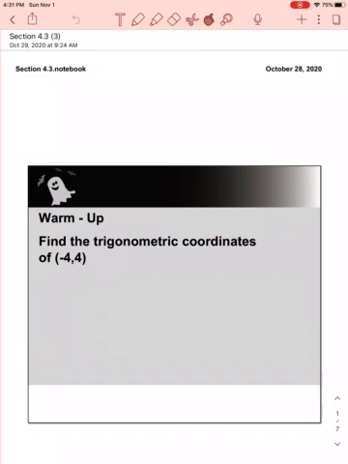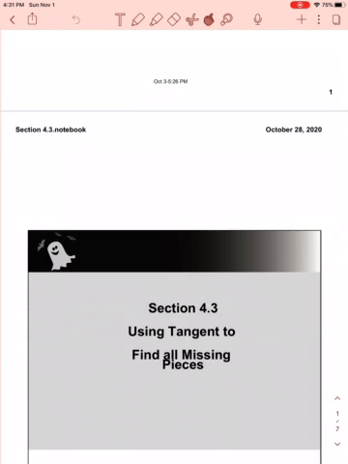All right, we are going to do 4-3. The warm-up is to find the trig coordinates. So you can go ahead and start with that and then move on.